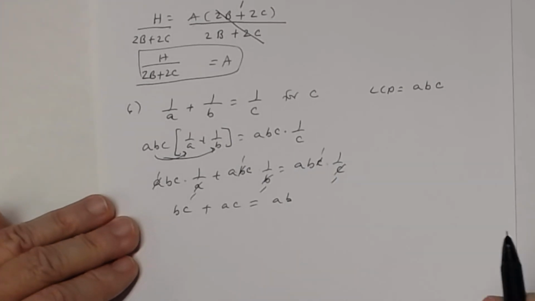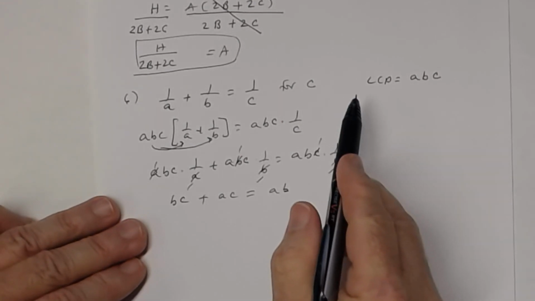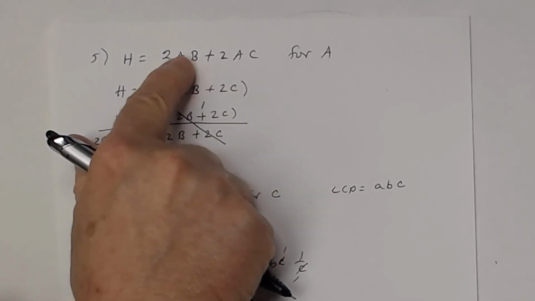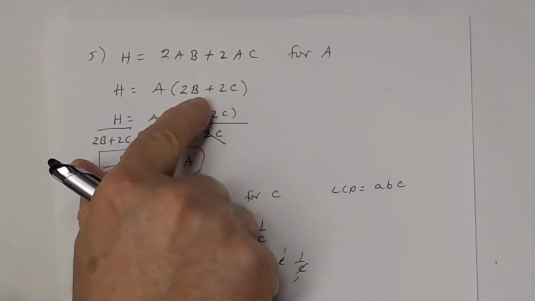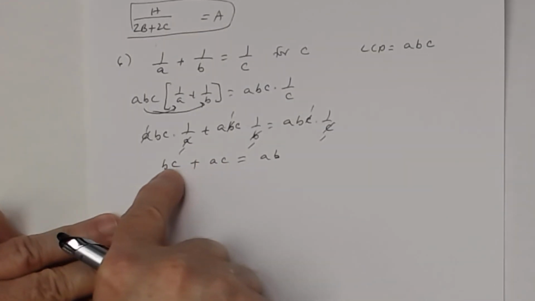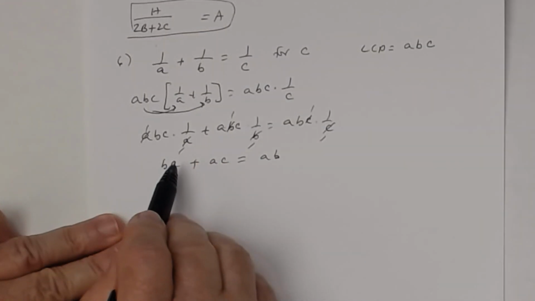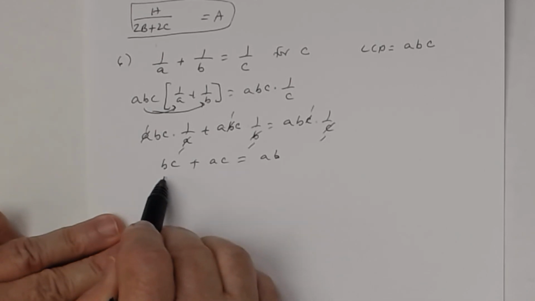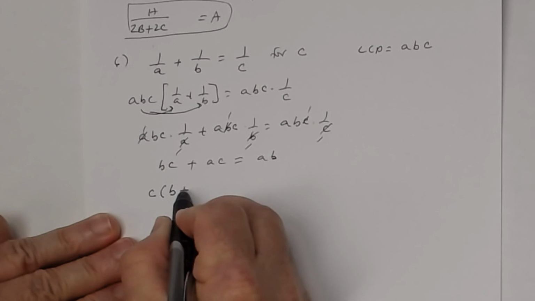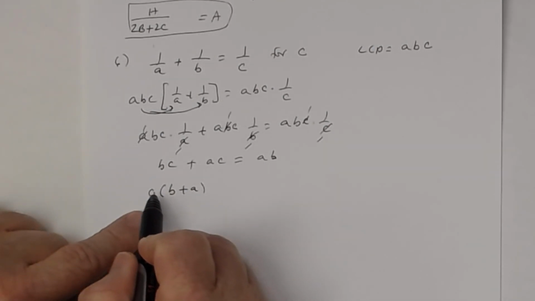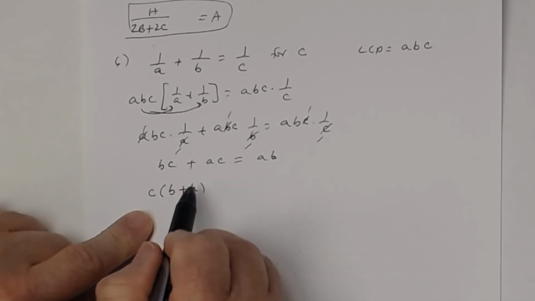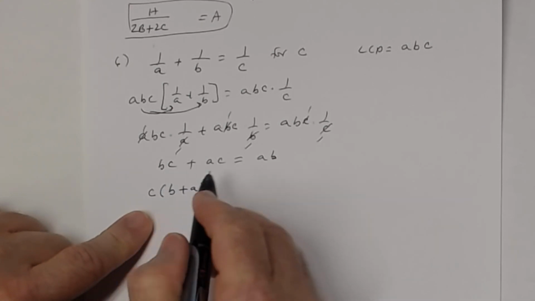Okay? And remember, I'm trying to solve for C, right? So remember the previous problem where I had these two terms having the variable I'm looking for, so I factored out the A? Notice, these two terms have the variable I'm looking for, so I'm going to factor out the C. So I get C times B plus A. Make sure you understand that. C times B is BC. C times A is AC. All right, so I factored out the C.